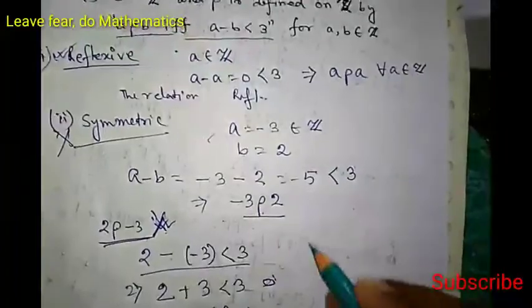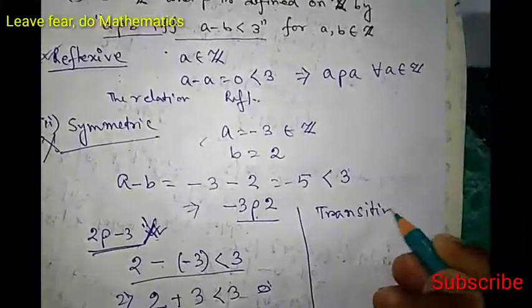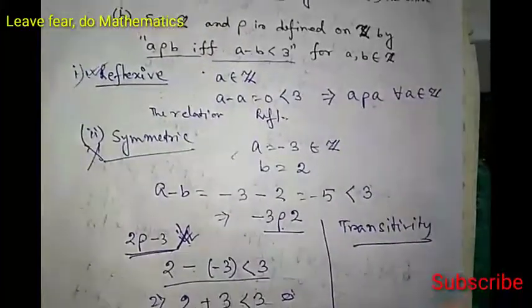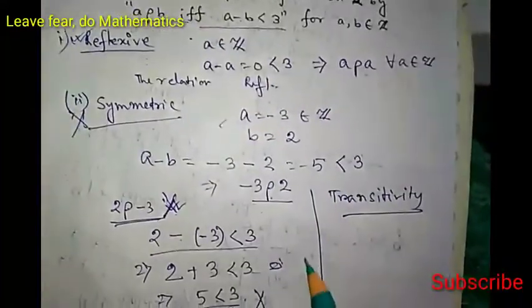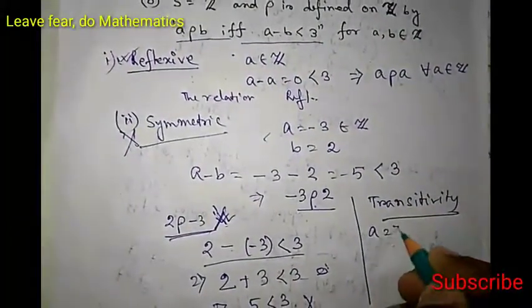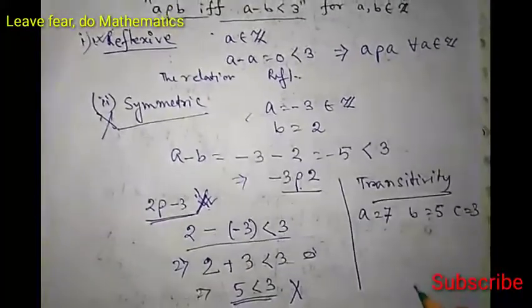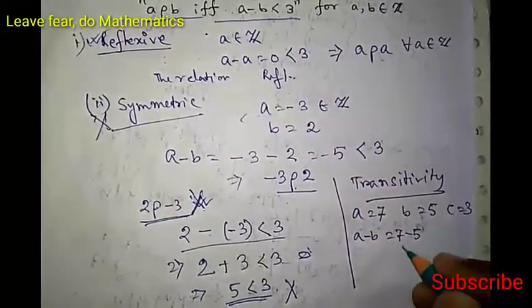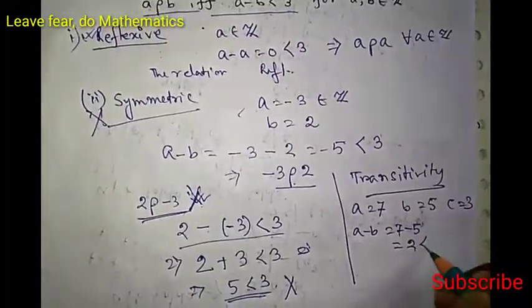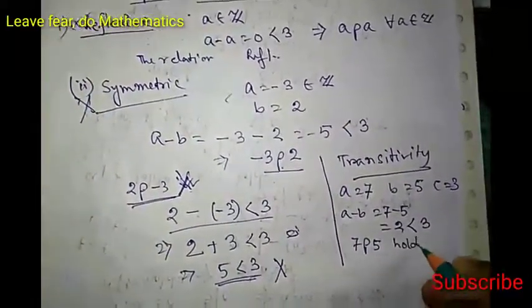Now we will check for transitivity. So a rho b if and only if a minus b is less than 3, this is our relation. For transitivity, let us take a equal to 7, b equal to 5 and c equal to 3. Then a minus b equals 7 minus 5, which equals 2, and 2 is strictly less than 3. Hence 7 rho 5 holds.